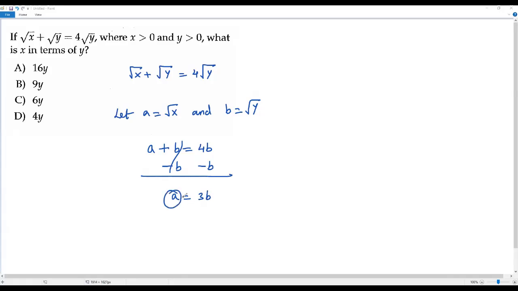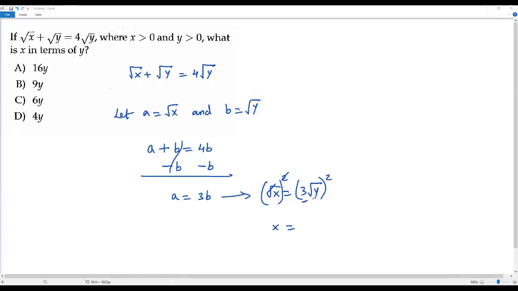Now we can replace this a and b by the original expressions, square root of x and square root of y. Then this equation becomes square root of x equals 3 times square root of y. But our aim is to find x, and here we have square root of x. How do we get rid of this square root? For that we have to square both sides. When I square both sides, the square root and square will cancel out, and we just get x on the left side.